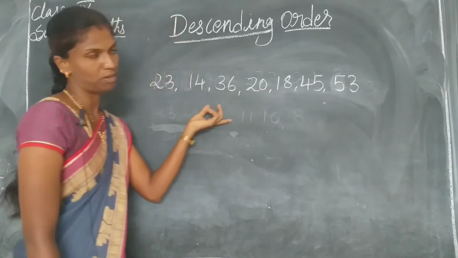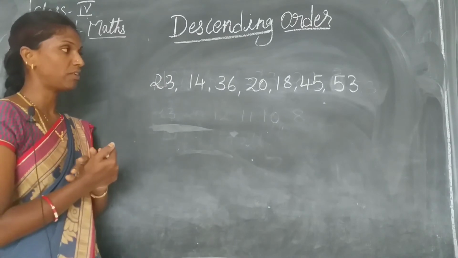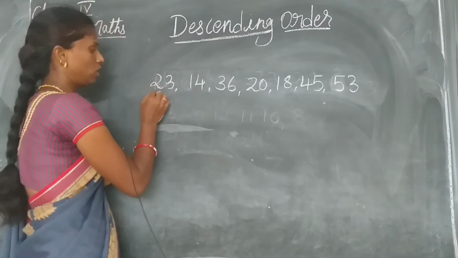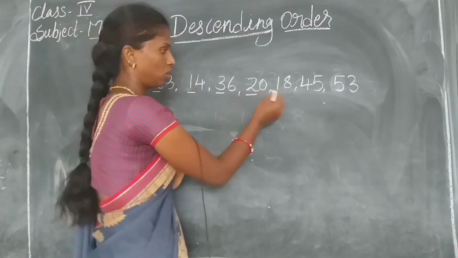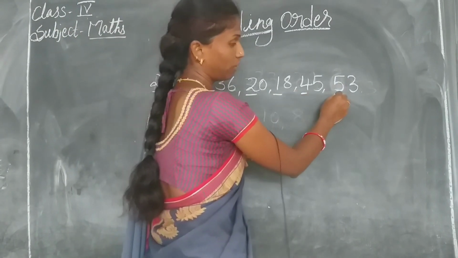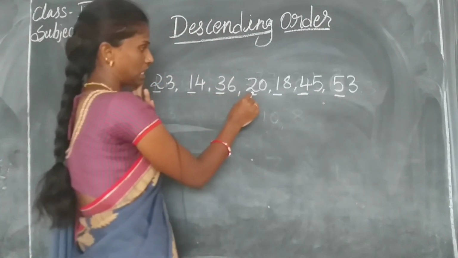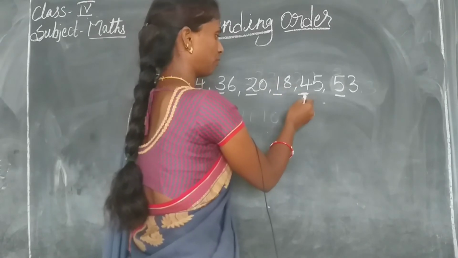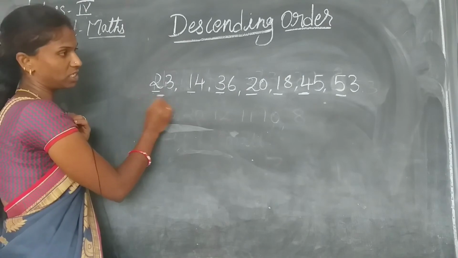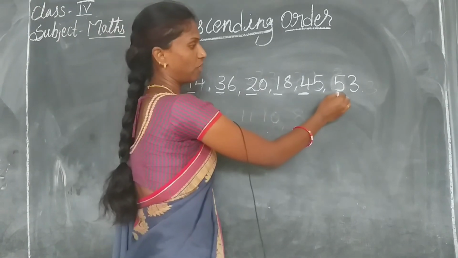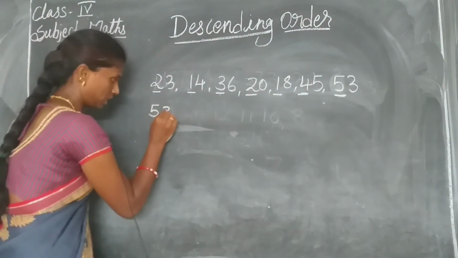For these two digit numbers, how do you compare which is smaller or which is bigger? Now let us see the first digit of all the numbers. Here 2, here 1, here 3, here 2, here 1, here 4, here 5. Among these first digits, clearly you can observe that 5 is the biggest. So we have to write 50 as the bigger number.